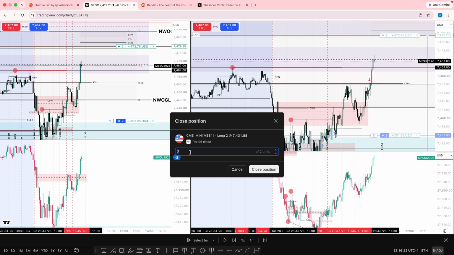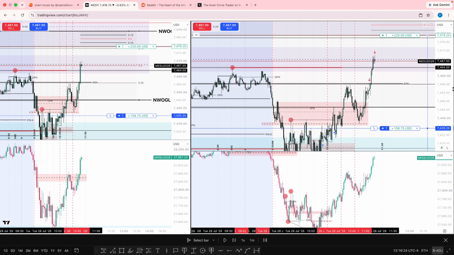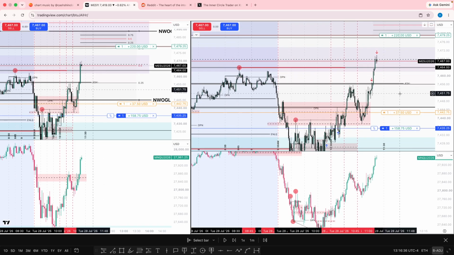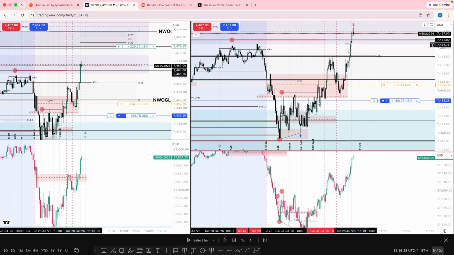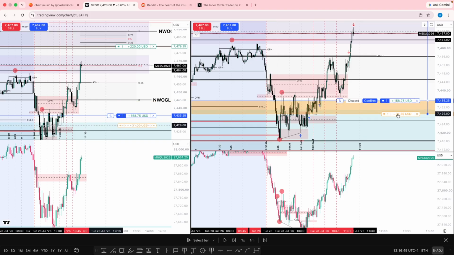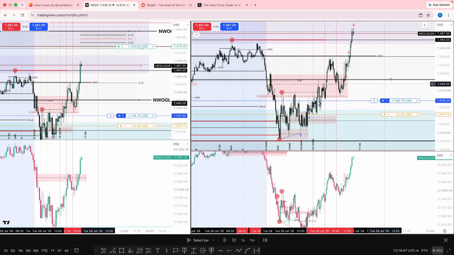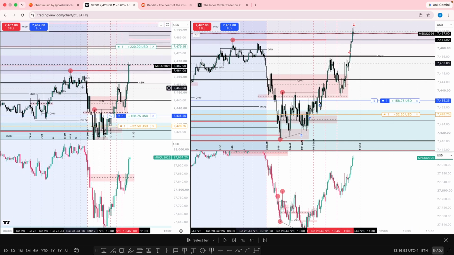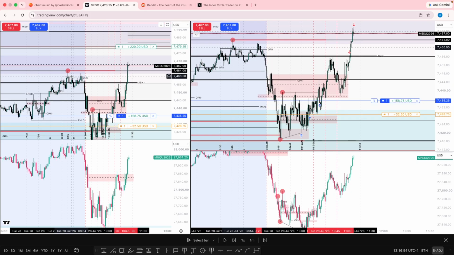Partial, one. Partially close, one. All right, we could bring this to break even, or even lock in some profit right here. Confirm. All right, or let's see, I'm gonna leave it at the SMT low right here. Confirm. And now this is where you study what is happening on this side, right?